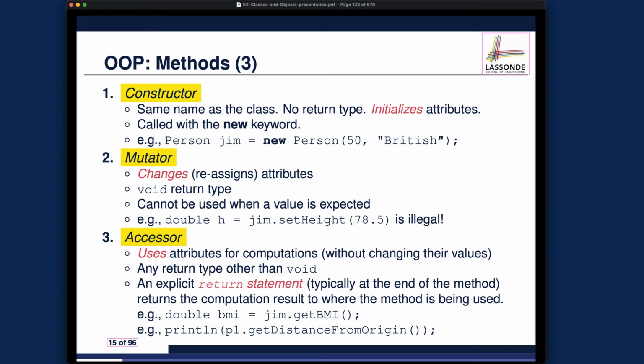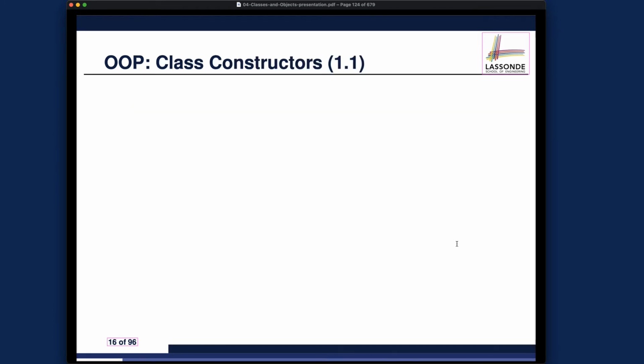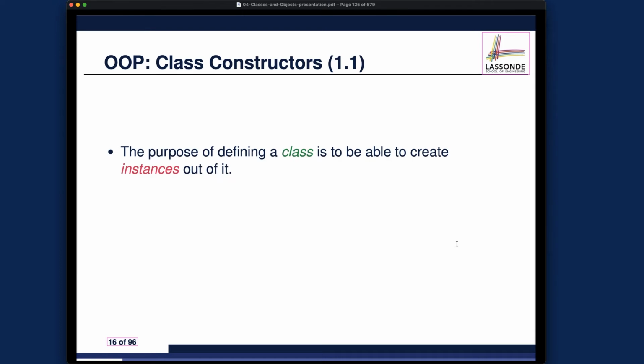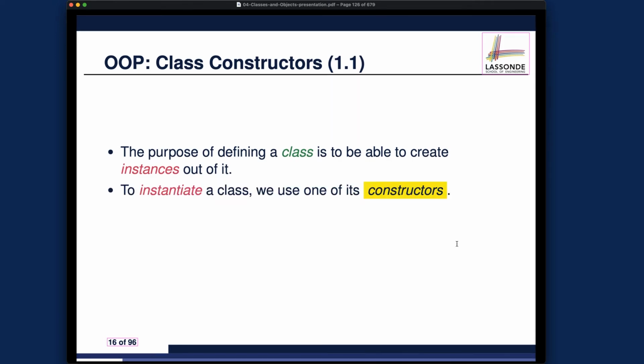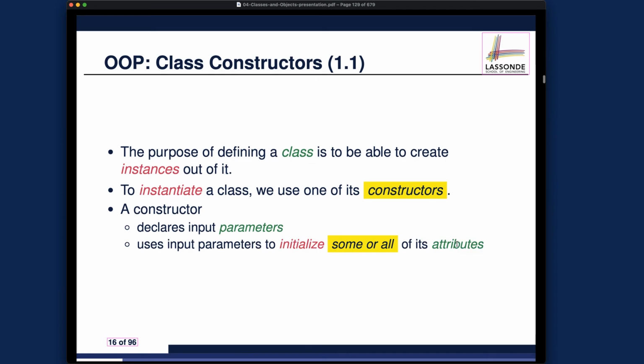All right, so let's now go over the three kinds of methods one by one. Let's start with the constructor. And of course, it is for you to create instances of a class. A constructor may declare input parameters, or maybe simply just be empty, for example, the default constructor. And also, you may use it to initialize some or all of the attributes. We'll see some examples of that later.